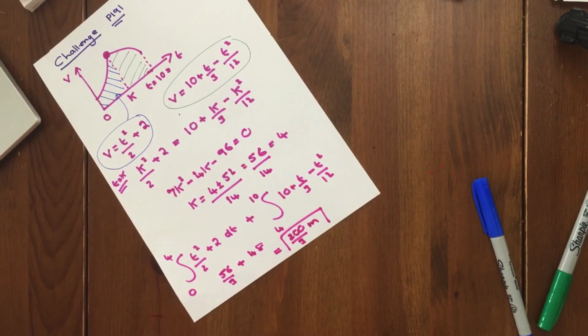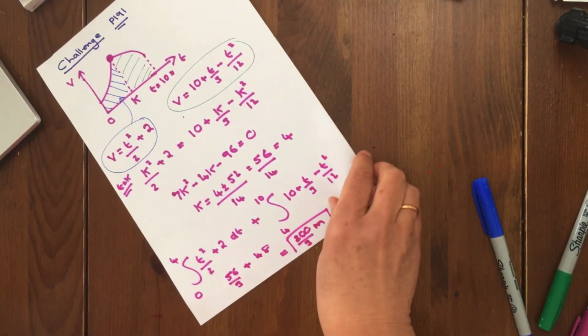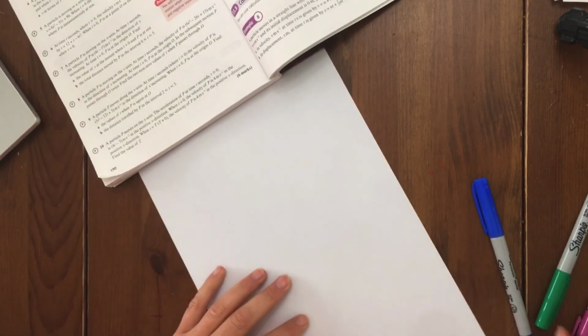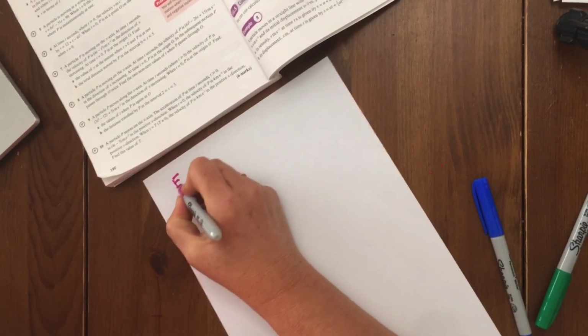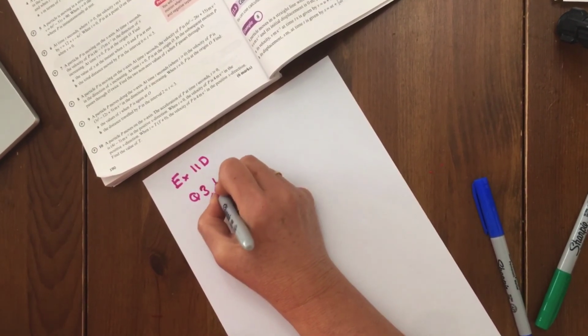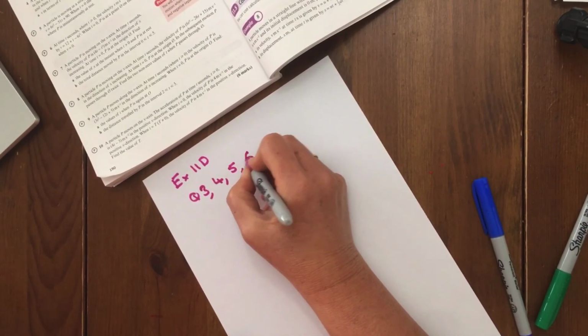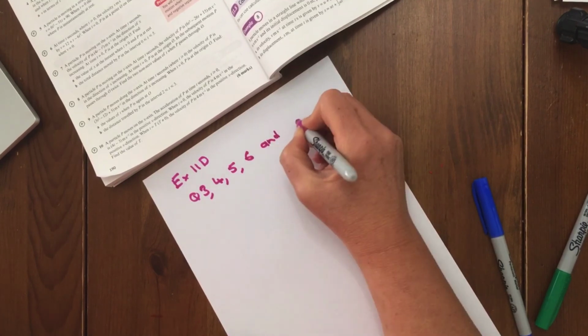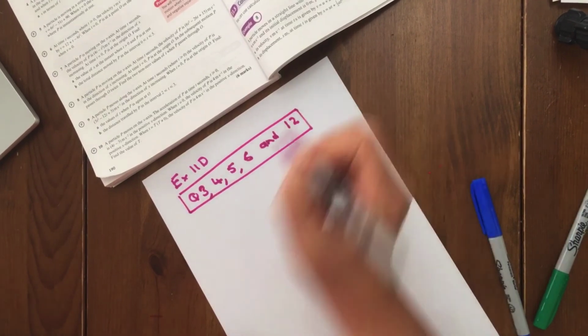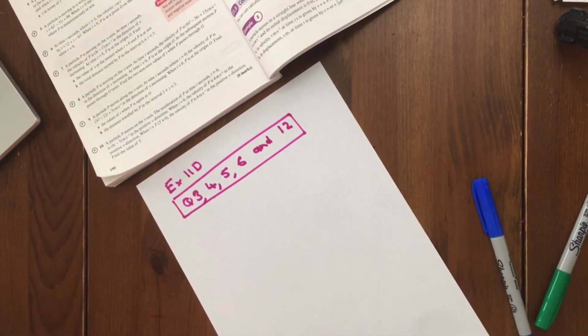Please email myself or your teachers any questions, and I am going to set you now some work to do from exercise 11D. So guys, the questions I would like you to do, and again I'll put this on your show my homework, exercise 11D, please do question 3, 4, 5, 6 and 12. Okay, exercise 11D, 3, 4, 5, 6 and 12. Email it to your teachers, please.